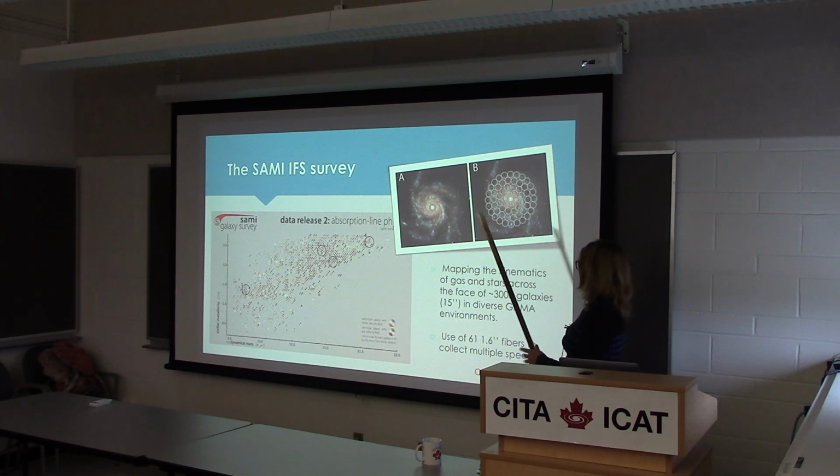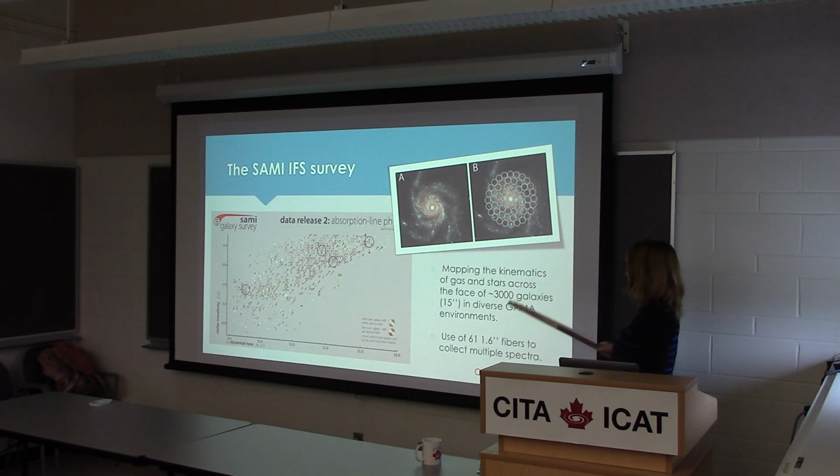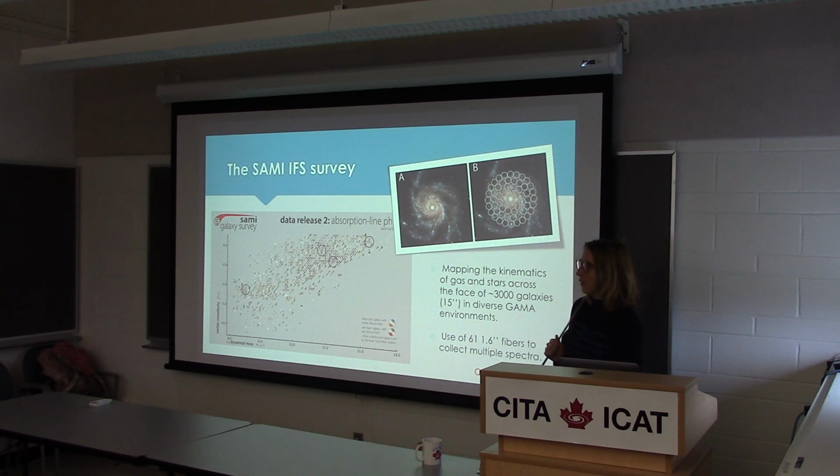So SAMI contains about 3,000 galaxies. It's not a massive statistical sample, but it's still a really good sample for integral field spectroscopy. And the good thing is those galaxies are found across the GAMA fields. GAMA is a large spectroscopic survey with very high completeness, and SAMI galaxies are found across this field.